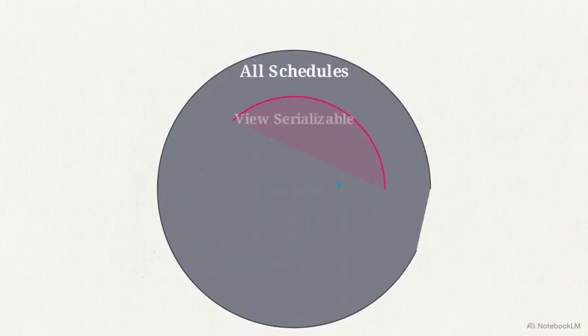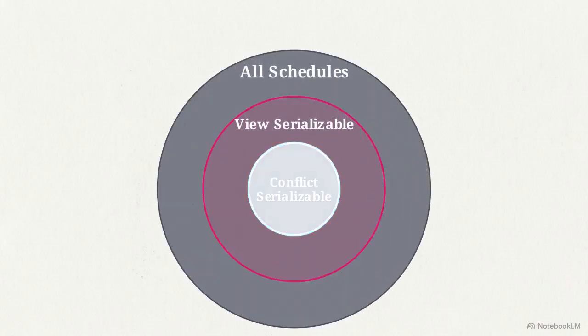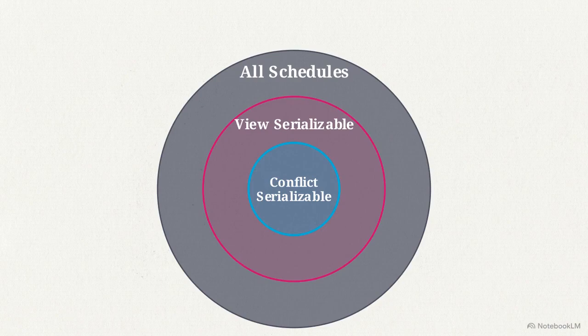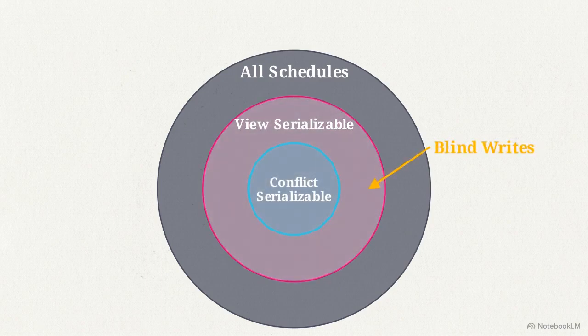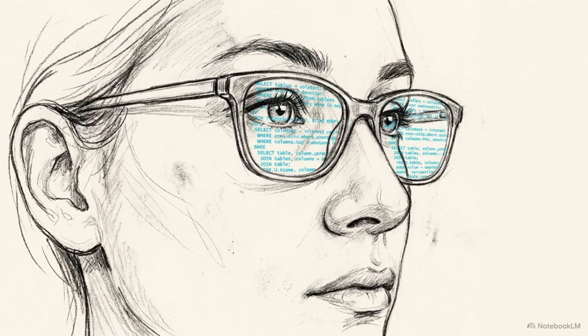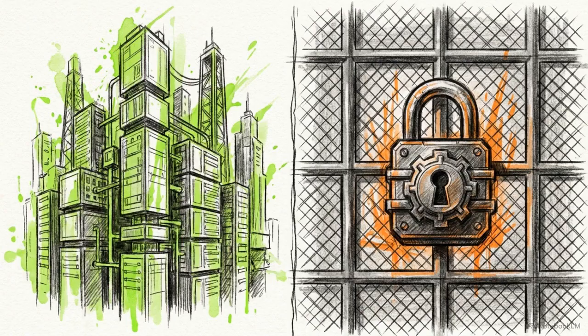This nested diagram shows the strict mathematical relationship between the two serializability models. There is a clear hierarchy. Every conflict serializable schedule is inherently view serializable, but as blind writes demonstrate, the reverse is not true. This raises a critical engineering question. If view serializability accommodates blind writes and allows for higher overall concurrency, why do modern databases refuse to use it?